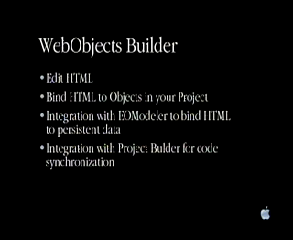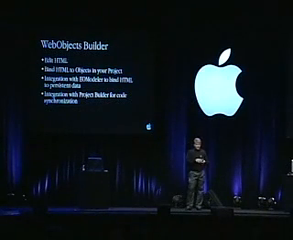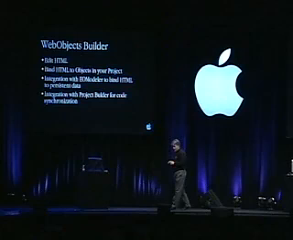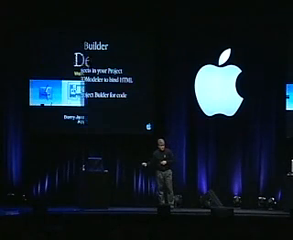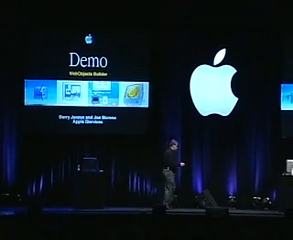WebObjects Builder also has built-in integration, as you saw yesterday in Steve Heyman's presentation. We can drag entities from EO Modeler into WebObjects Builder, and it'll automatically create a display group object for us in order to connect up to the back end. WebObjects Builder also has integration with Project Builder. So if I'm changing code in WebObjects Builder, it automatically and instantaneously updates in Project Builder. Okay? So let's take a look at that and customize that a little bit.